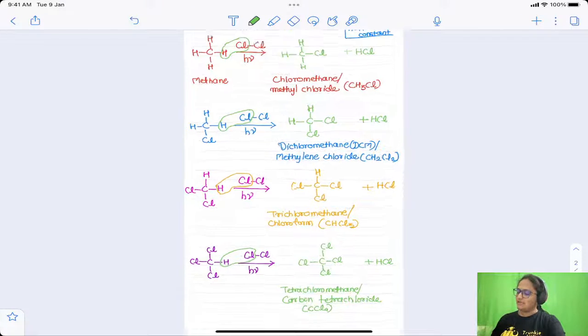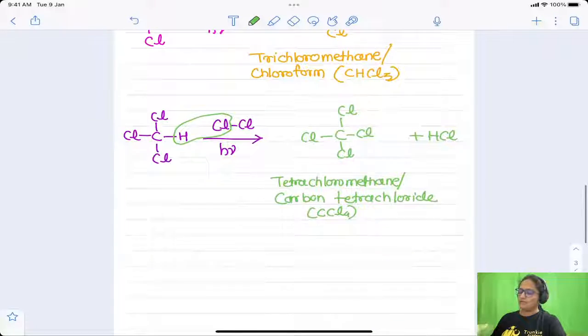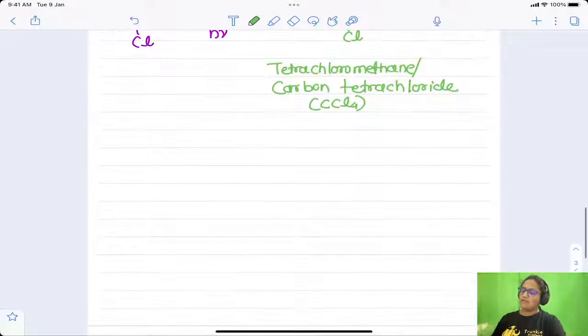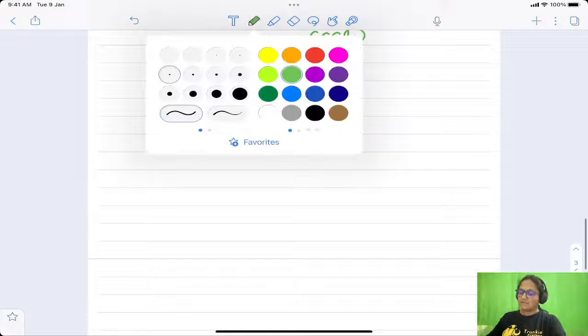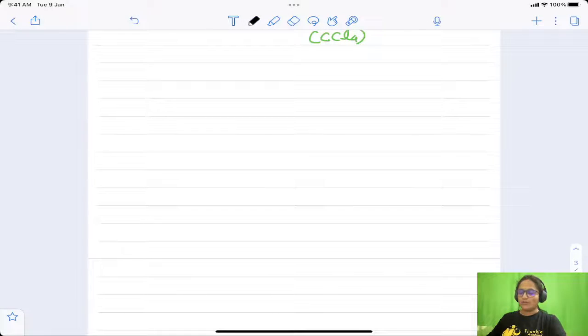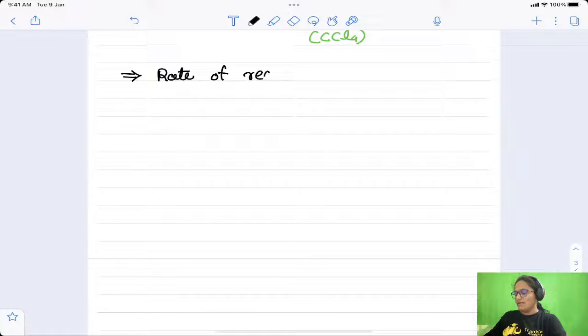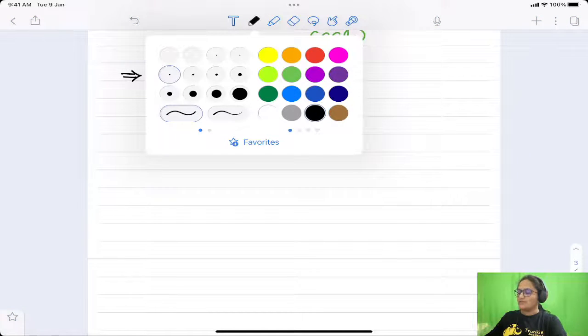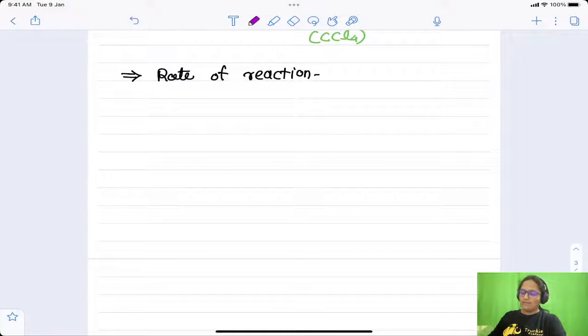Now let me explain something related to this chlorination or halogenation reaction, and that is about the rate of reaction. The mechanism of this reaction we are going to discuss some other day, because it will take at least 1 hour to discuss the mechanism of chlorination or halogenation. Rate means speed. So the rate of reaction is the speed or velocity of reaction. If they ask about the rate of reaction, in which case will the rate be fastest?